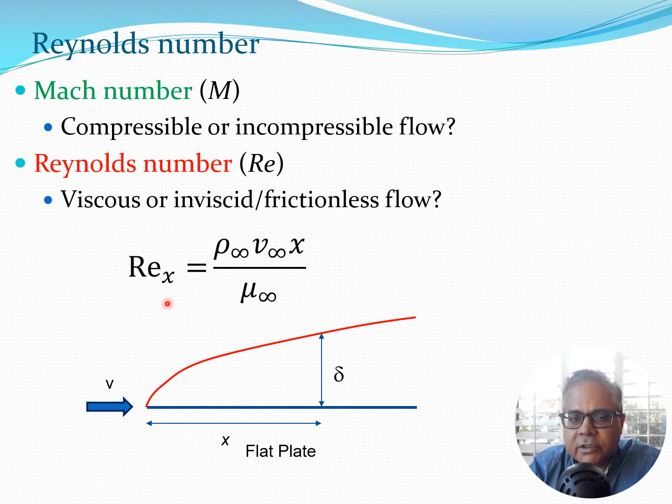Now you can see that Reynolds number is actually a local property. So if we are at some distance x on a flat plate, typically x from the leading edge, then the Reynolds number at that point x is rho infinity v infinity times x divided by mu infinity, and of course a parameter of great importance for us is going to be the boundary layer thickness. We are going to see that the boundary layer thickness depends on the Reynolds number, and that's one of the reasons for the importance of the Reynolds number in laminar and turbulent flow.